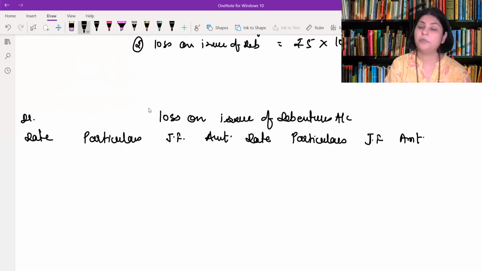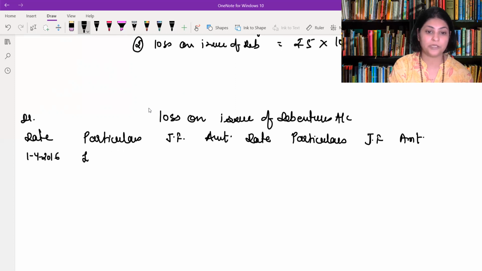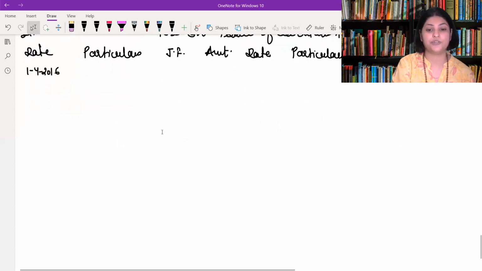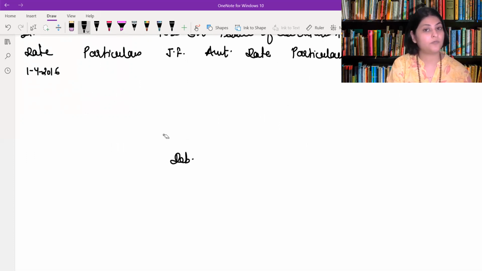Loss on issue of debenture, since it is a loss, is a nominal account and it will have a debit balance. So for the first entry, on 1st April 2016, I'm going to write loss on issue of debenture. So the loss on issue of debenture account will be debited, and on the credit side there will be 2 things. Remember the entry which will be passed, just for your understanding, I will pass the entry over here. What entry do we pass? We pass this entry, debenture application and allotment account. I will erase this. If you want, you can write it down just for your understanding.